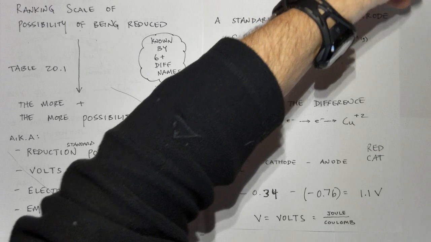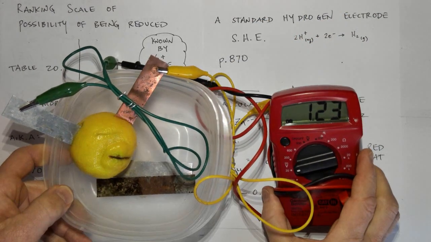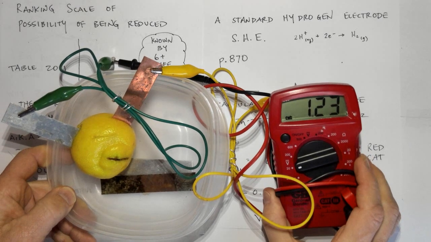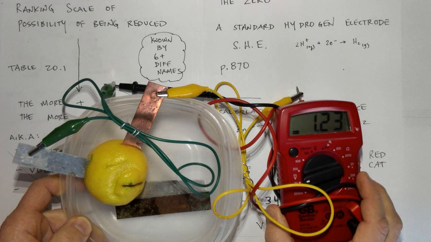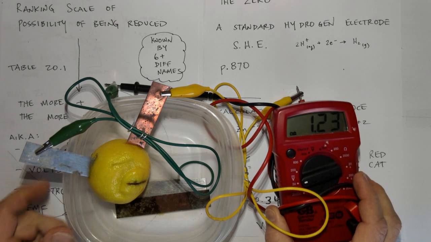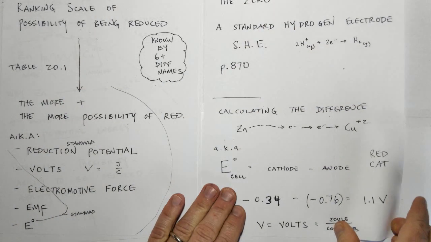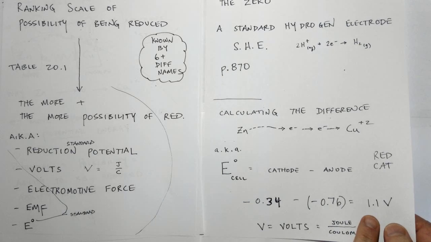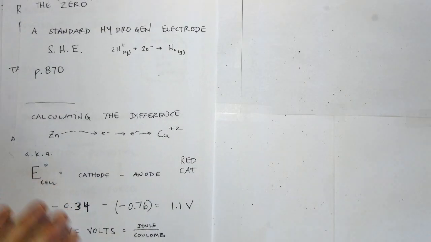And as a matter of fact, I'll pull my lemon battery up. We're getting a little bit more than that right here for my copper zinc one, probably because I'm not exactly at the standard conditions. I'm not exactly at 1 molar solution. It's a little more concentrated in here. And I'm not exactly at 25 degrees Celsius. So that can vary a little bit. But this is what the standard voltage would be. And the volts, remember, are measured in joules per coulomb, also known as a volt.